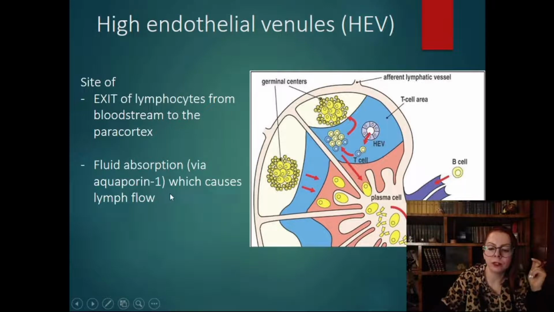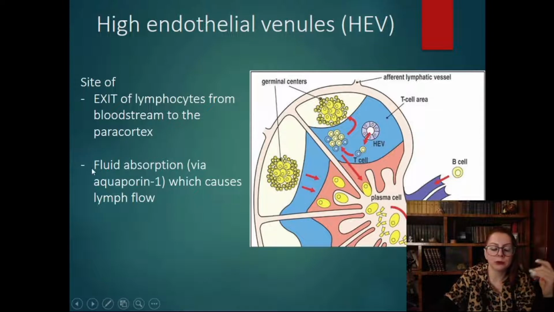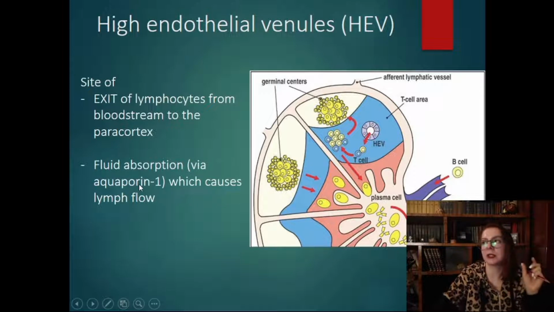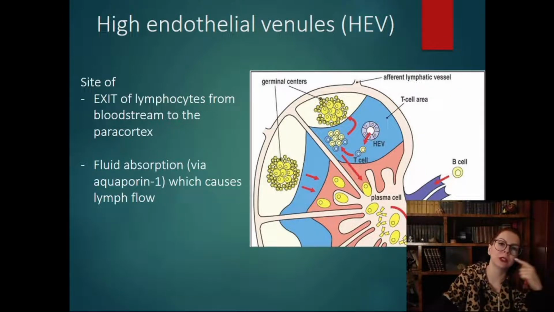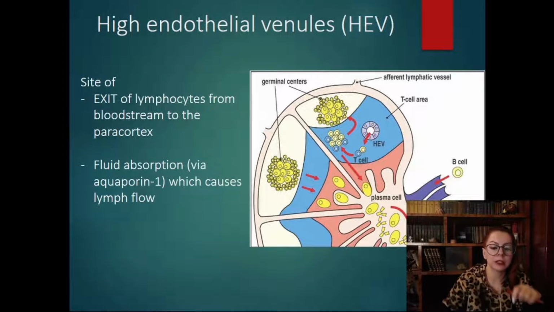Then the second function of these high endothelial venules is fluid absorption with the help of aquaporin 1. You remember that aqua is water, porin means that these are pores for water. Those pores facilitate the movement of water through the cell membrane. And aquaporin type 1 is characteristic for high endothelial venules, and this exactly causes the lymph flow by fluid absorption, so they have a double function.